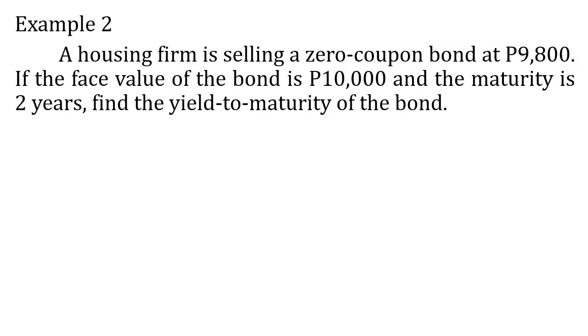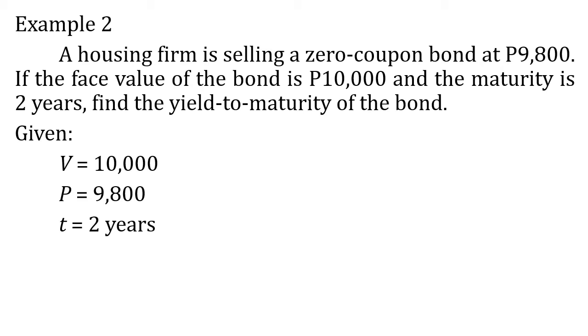Example 2. A housing firm is selling a zero coupon bond at 9,800 pesos. If the face value of the bond is 10,000 and the maturity is 2 years, find the yield to maturity of the bond. So in this case, we will be solving for R. So the face value is 10,000. The price is 9,800 pesos. Time is 2 years. So let us solve for R.